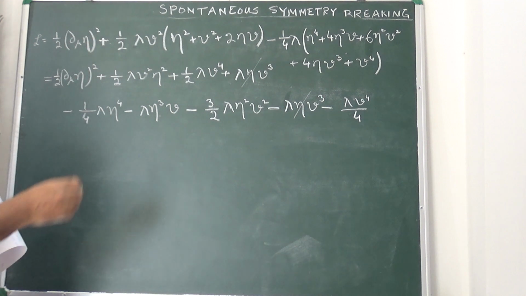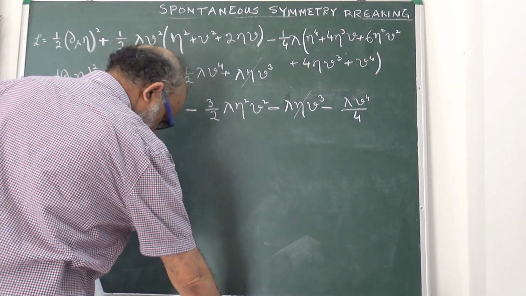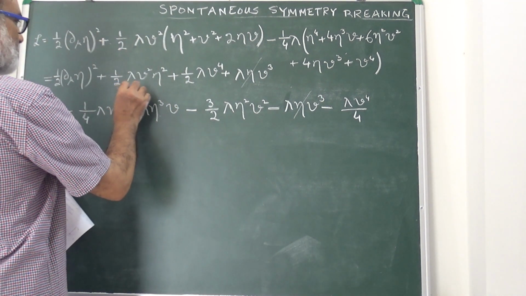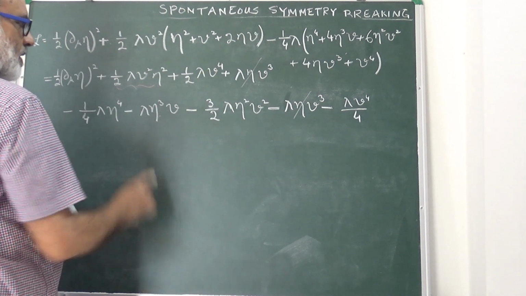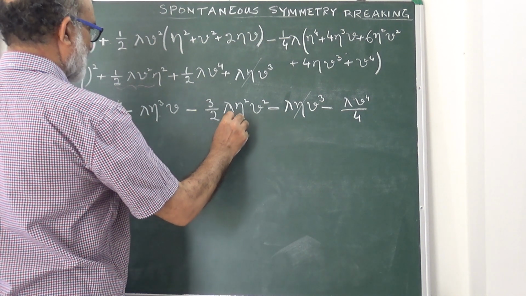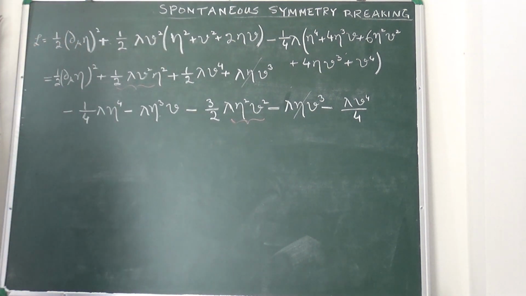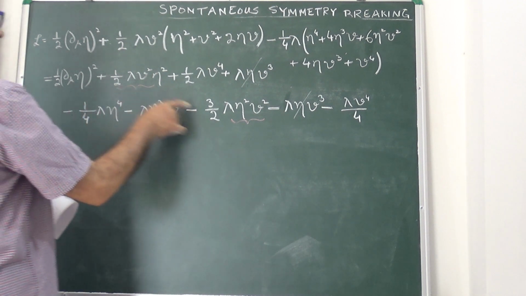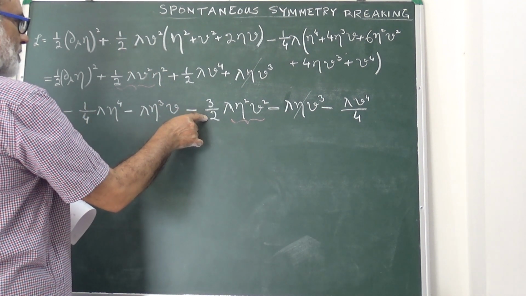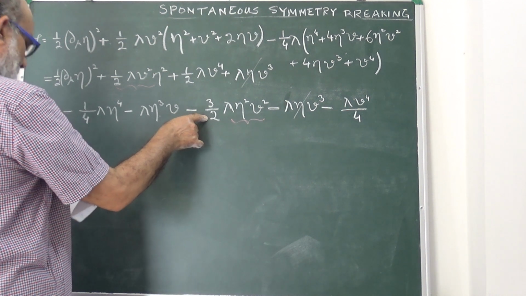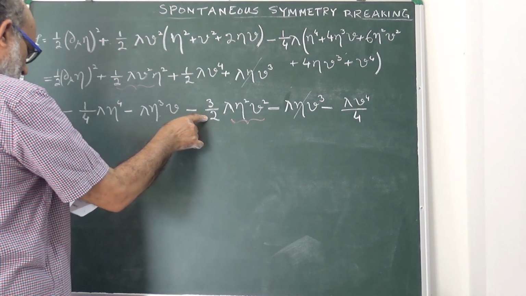And here, this part, and this part. Okay, so it's plus 1 by 2 minus 3 by 2. It means it is minus 1. Okay.